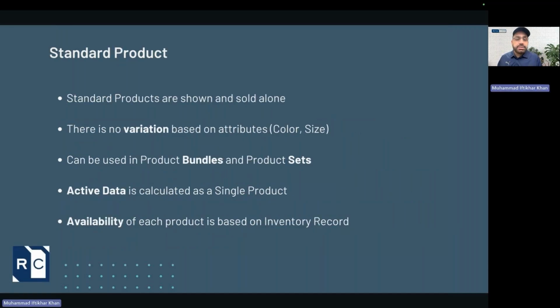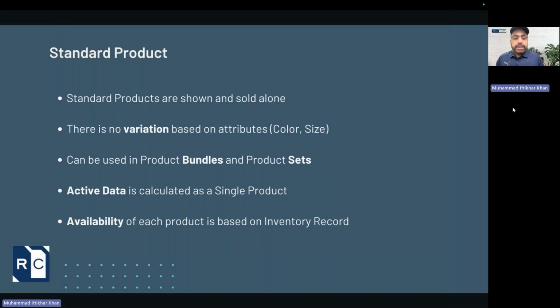Standard product, as we talked about earlier, standard products are shown and sold as a single product alone. They don't have any variations or any sort of dependent products or option products. So these products are sold as a single SKU. There is no variation based on attributes, color, or size. And you can also add a standard product in a product bundle or set. Means you can tie multiple standard products as a single bundle or a single set. So standard products are used in a set and bundle.